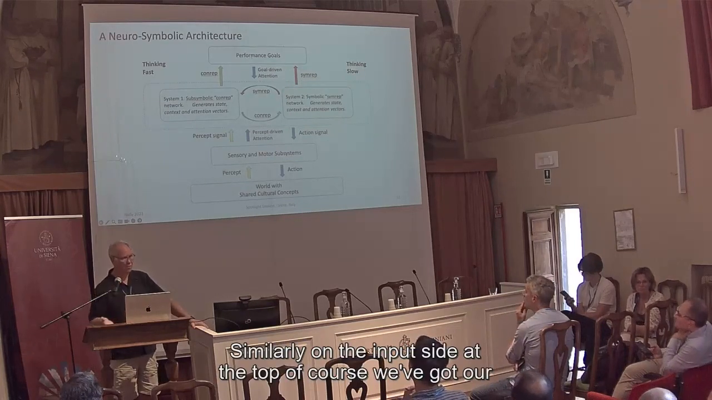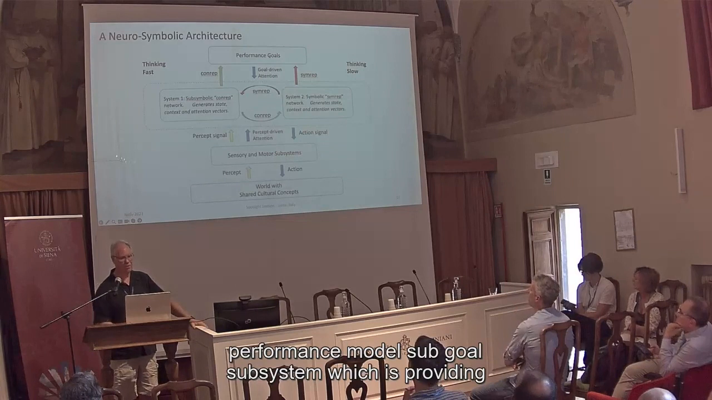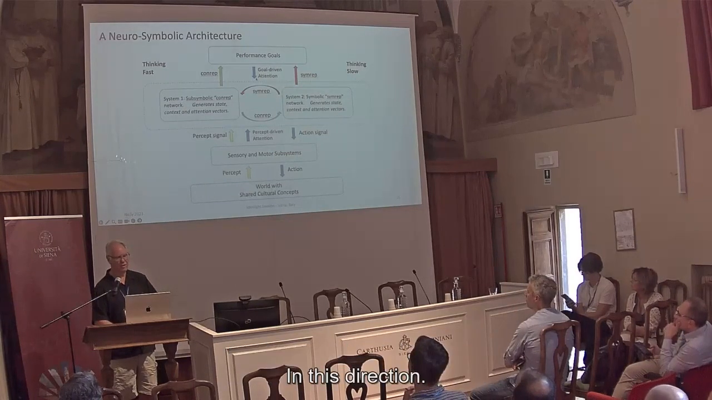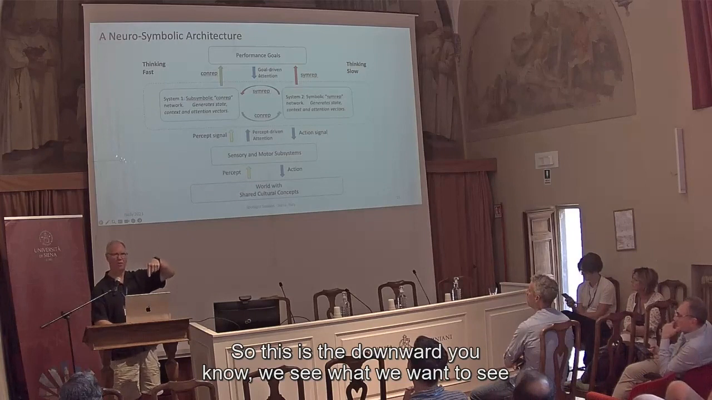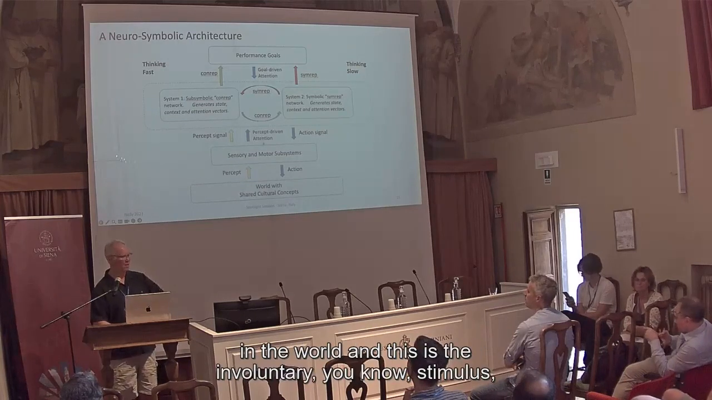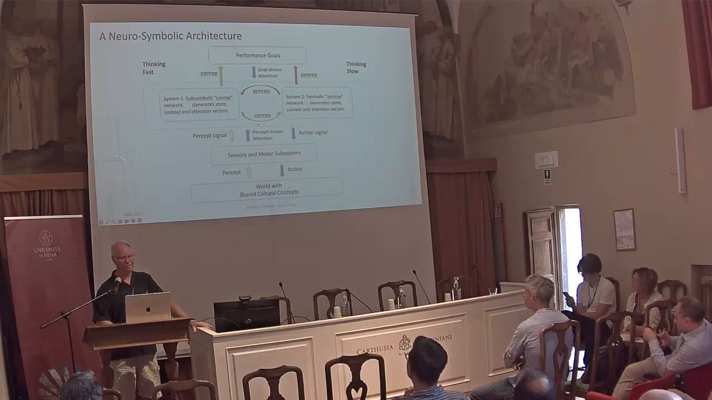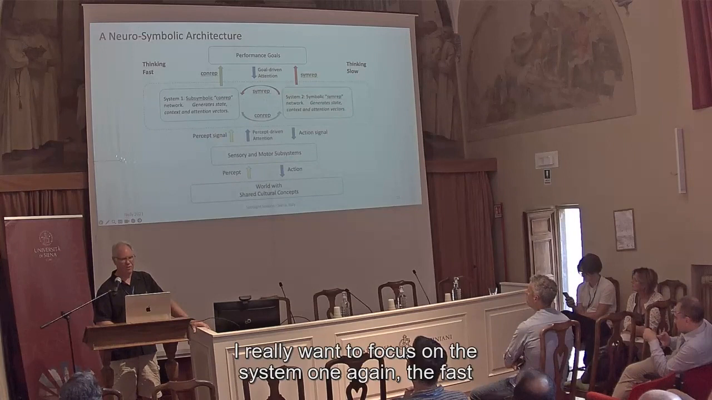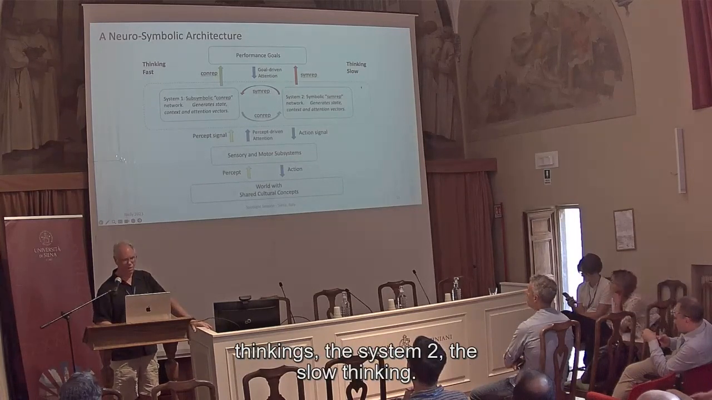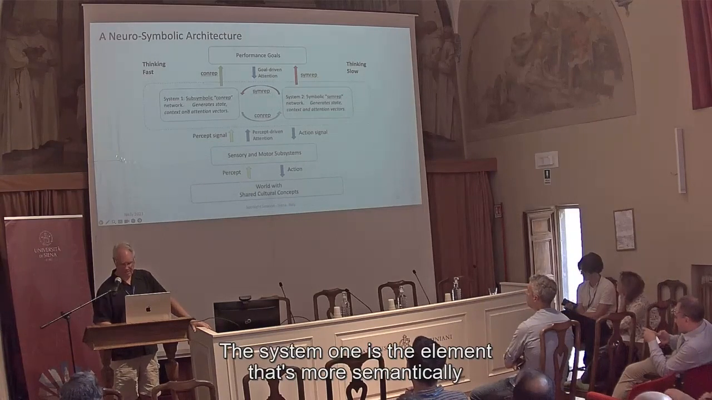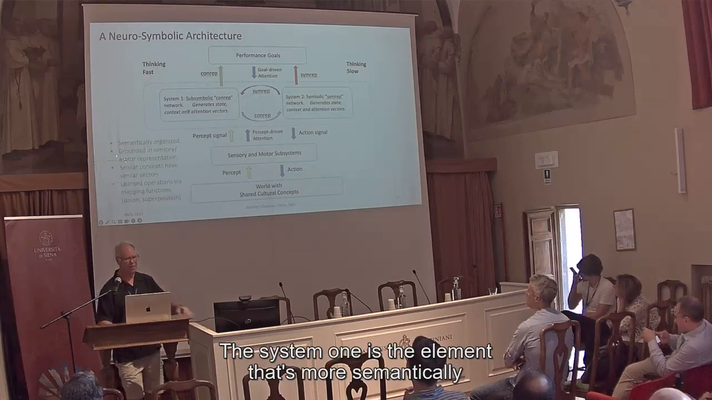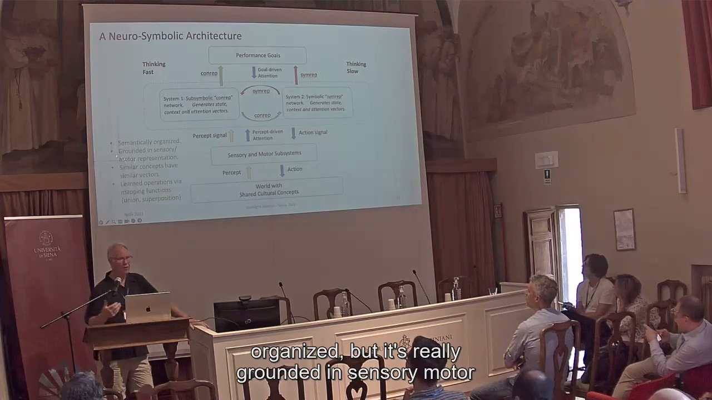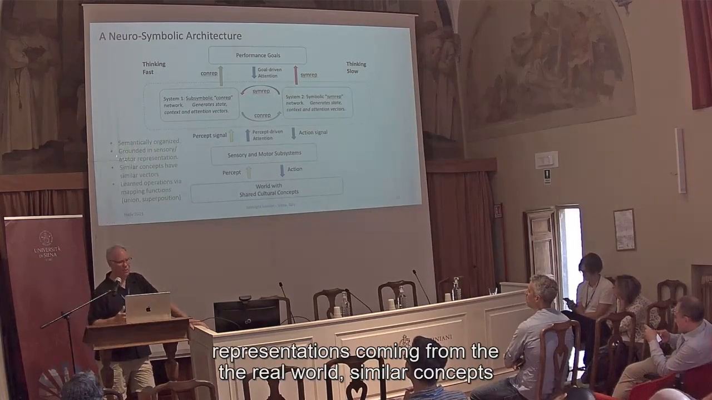At the top, of course, we've got our performance model goal subsystem, which is providing attention in this direction. So this is the downward, we see what we want to see in the world, and this is the involuntary stimulus being provided by the world. These are the two components I really want to focus on. System one, again, the fast thinking, system two, the slow thinking. System one is the element that's more semantically organized, but it's really grounded in sensory motor representations coming from the real world.